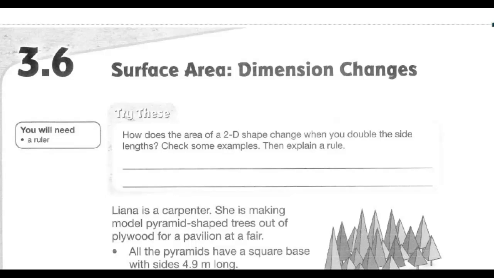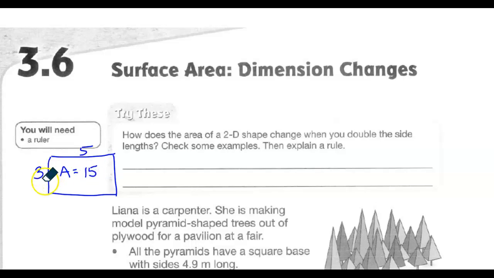So a 2D shape would be like a rectangle, right? So that's just a rough rectangle. Let's say that's 3 centimeters and this is 5. So the area would be 15. Okay. What if I double that?